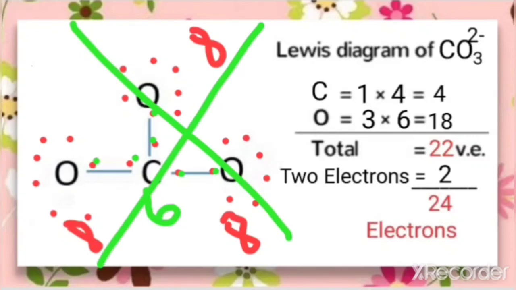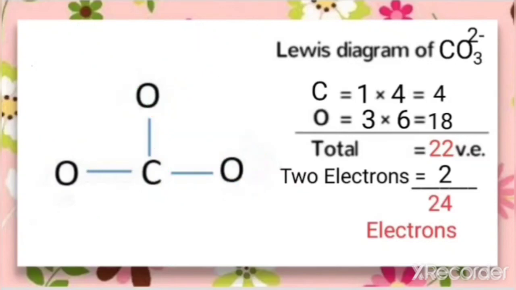So what we'll be doing now, after keeping a single bond, if we are not getting the correct structure, keep a double bond between the carbon and oxygen, on any one of the sides. I'm keeping a double bond here. Now you count in the same manner.